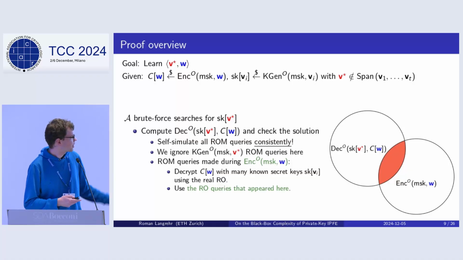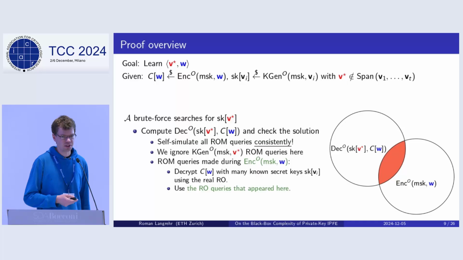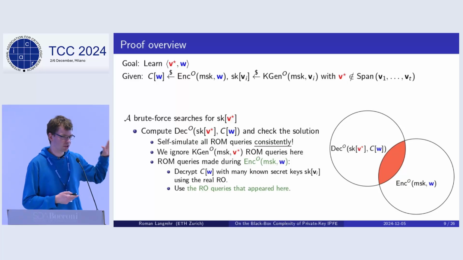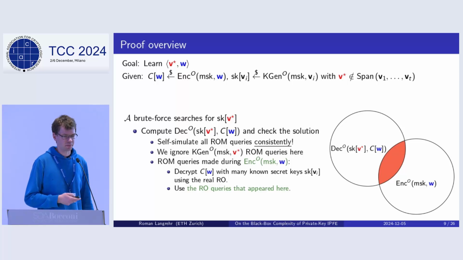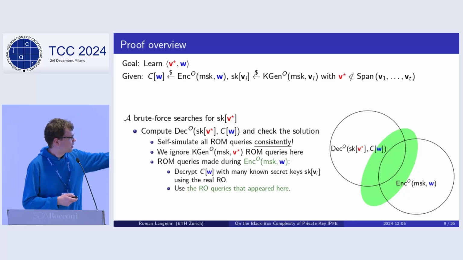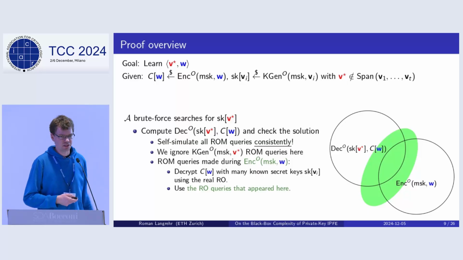And we ignore the intersection queries with key generation here because this can be solved with standard techniques. The interesting part is how we learn the intersection queries between encryption and decryption. The strategy of our adversary is that the adversary decrypts the challenge ciphertext with all the functional secret keys that he got and observes the random oracle queries that appear there. And now we need to show that the random oracle queries that he has learned, shown here in green, contain this intersection that we want to learn.